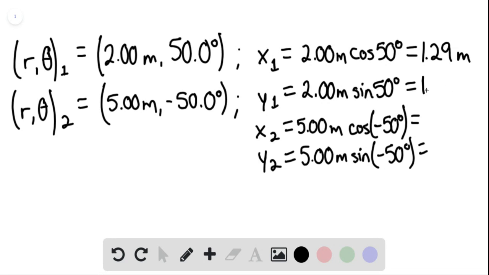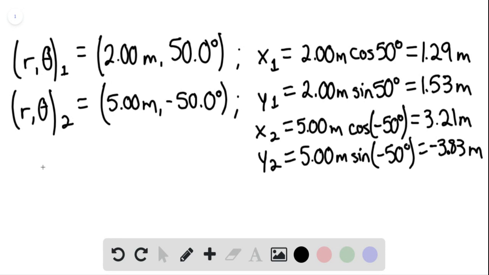Y sub 1, 1.53 meters. X sub 2, 3.21 meters. Again, remember that cosine is an even function. So cosine of negative 50 degrees becomes cosine of 50 degrees times 5 meters. 5 meters times sine of negative 50 degrees. Sine is an odd function. So this actually becomes negative 5.00 meters times sine of 50 degrees. So here we have essentially negative 3.83 meters.